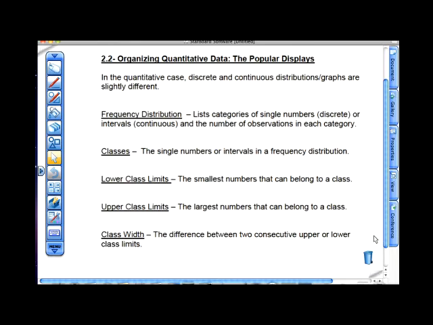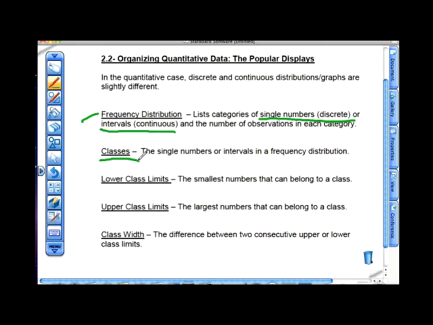So in the quantitative case, discrete and continuous variables go into different categories because there are different things you can do with a discrete distribution versus a continuous distribution. And so the corresponding graphs are a little different as well. In the numeric or quantitative case, a frequency distribution can have categories of single numbers, which is the discrete case, or intervals, which is the continuous case, and then the number of observations in each category, which are the frequencies. The classes, again, are the single numbers or the intervals.